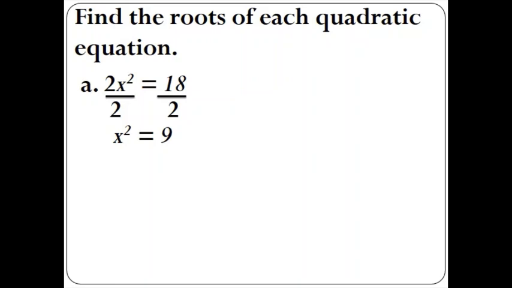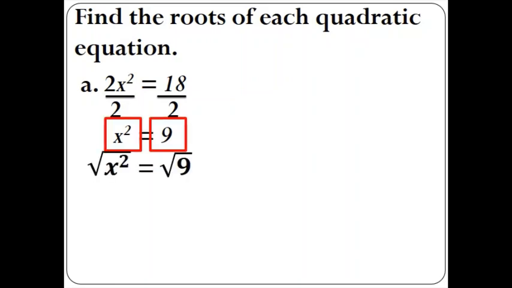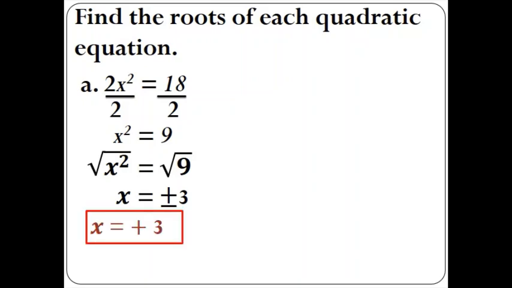Now we can proceed to extracting the square root. So extract na natin, square root of x squared is equal to square root of 9. Therefore, the answer is x is equal to positive negative 3. So pwede nating ihiwalay. So yung isang x is positive and yung ating isang x is negative.